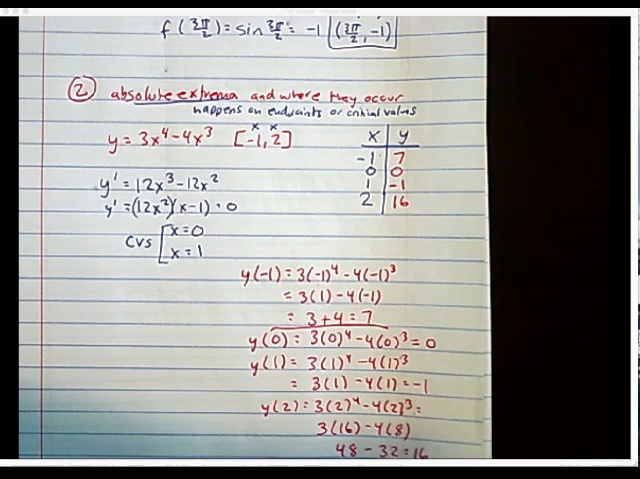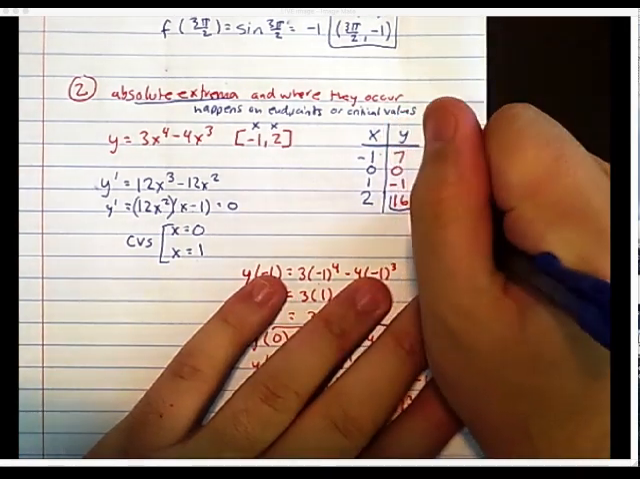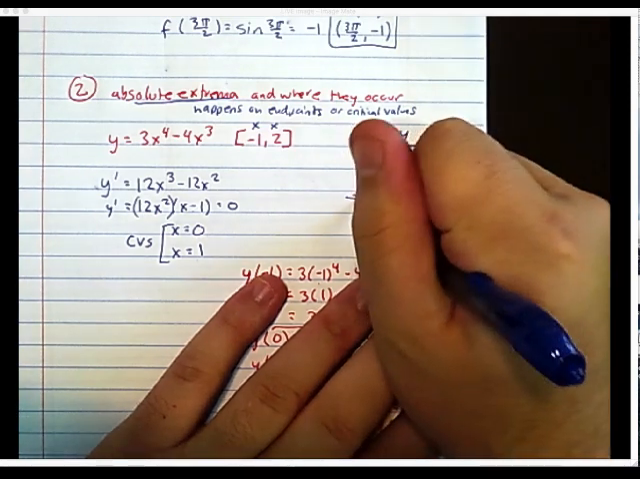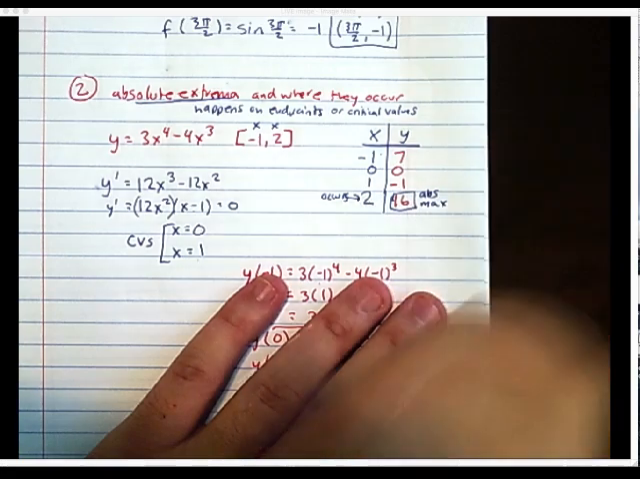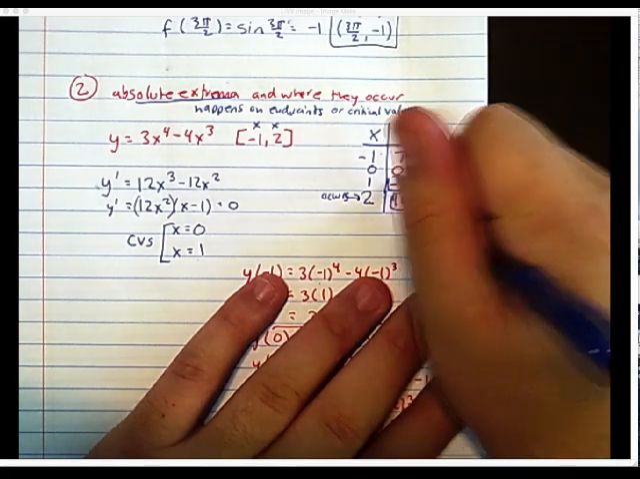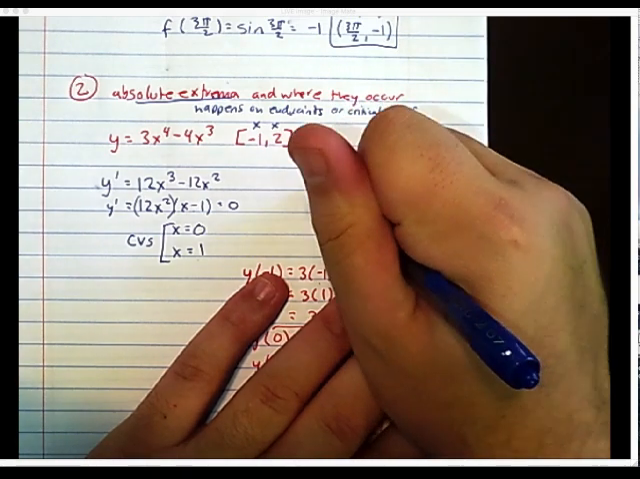So, it's asking me for the extrema. Which one of these 4 numbers is the biggest? This one. That's the absolute max, and this is where it occurs. Which one of those 4 numbers is the smallest? Negative 1. That's the absolute min, and this is where it occurs.